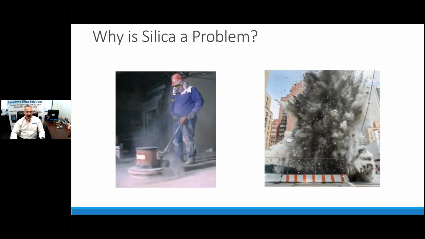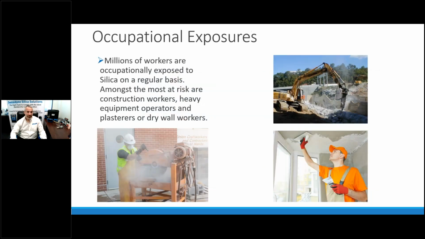So let's talk a little bit about why silica is as big of a problem as it is. Millions of workers are exposed to occupational hazards involving silica on a regular basis. Amongst those workers, probably the most at risk are within the construction industry, heavy equipment operators, and plasterers or drywall workers, because the binding agents in most of those materials are crystalline silica, as well as the ability for them to become aerosolized by the tasks that are performed.